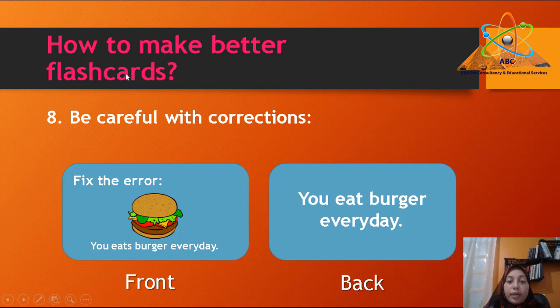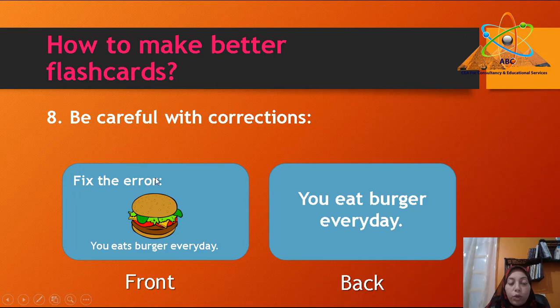Number 8, be careful with corrections. And this is the most important. This is, by the way, the last one. Here in the first card, fix the error. The picture of a burger: you eat burger every day. In the back, this is the correction and this is the question. This is very bad. Why?